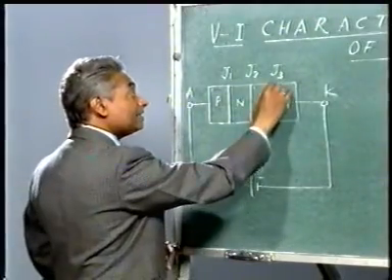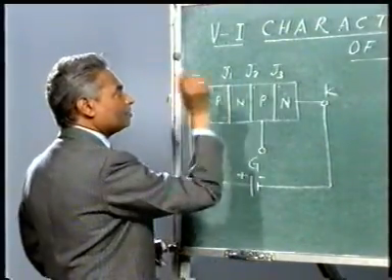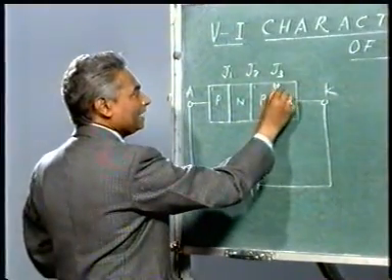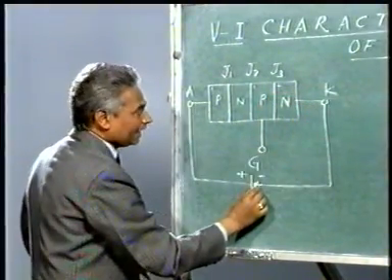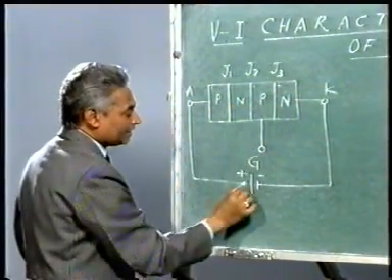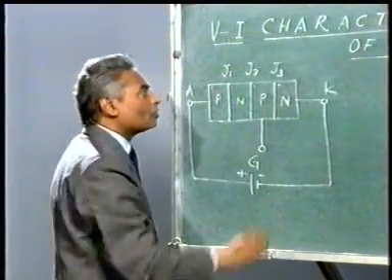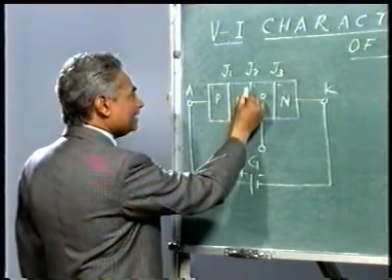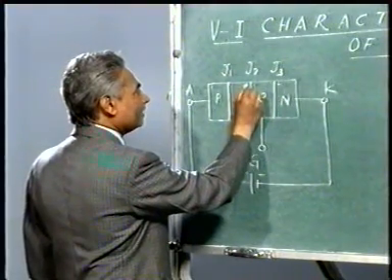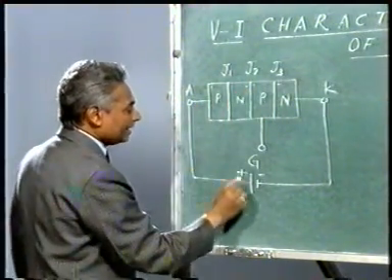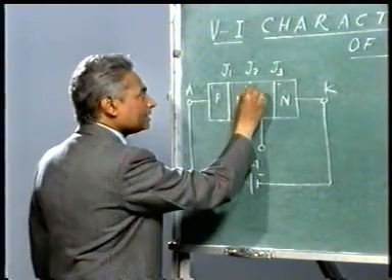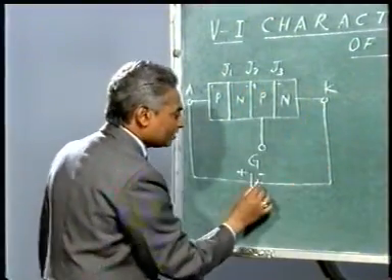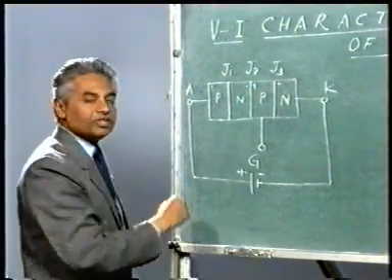Now let us see junction J3 first. I will come to J2 later. J3, you see, negative is connected to negative and positive is connected to positive, so J3 is also forward biased. Now how about J2? Let us see it. J2, you have negative here, and the negative is connected to the positive of the supply, and positive here, which is connected to the negative of the supply, so it is reverse biased.